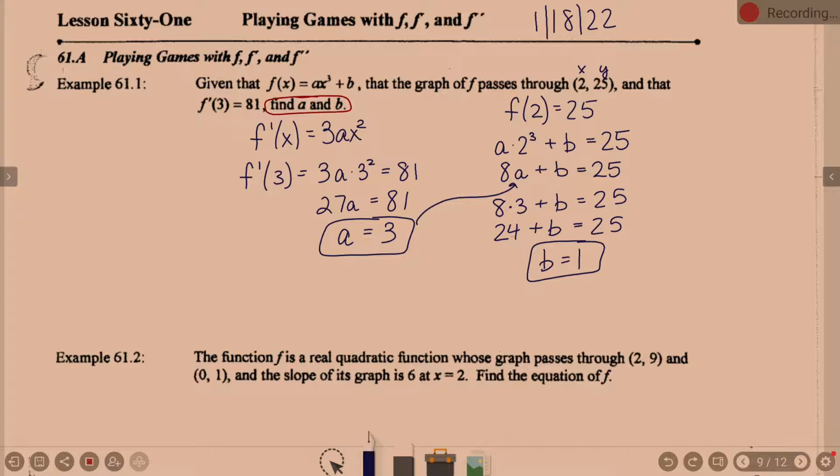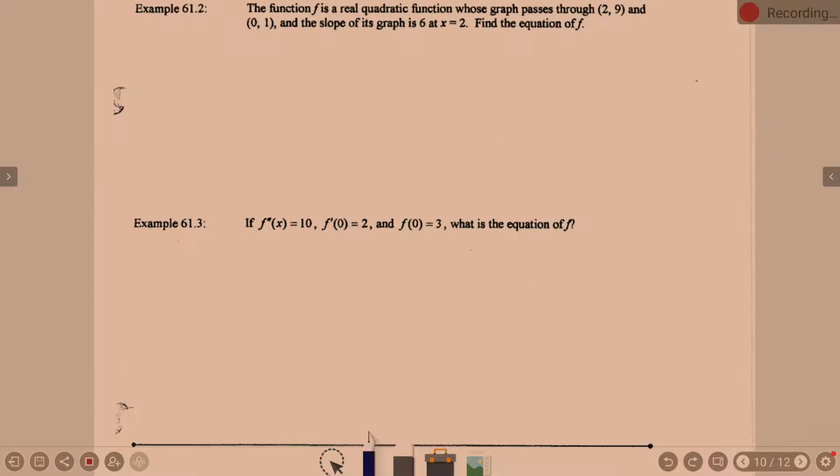Okay. I'm pretty sure I have example 2 on the next screen. So example 2. The function f is a real quadratic function whose graph passes through (2, 9) and (0, 1), and the slope of its graph is 6 at x equals 2. Find the equation of f.